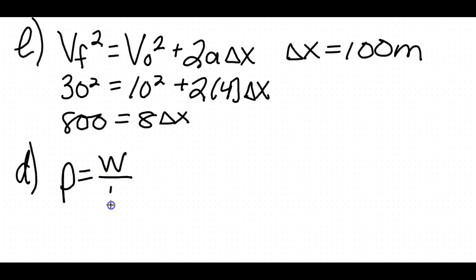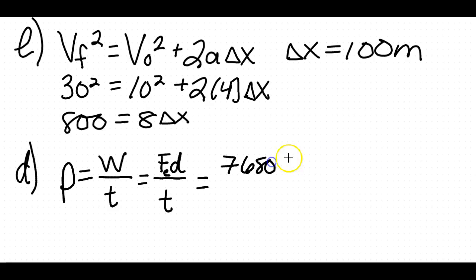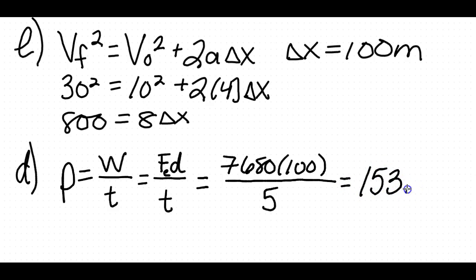So work over time, which is force times distance over time. And that force is the engine force. So that's 7,680 multiplied by a distance of 100 divided by a time of 5. And you get 153,600 watts as the power, which is not terribly high, but still kind of high.